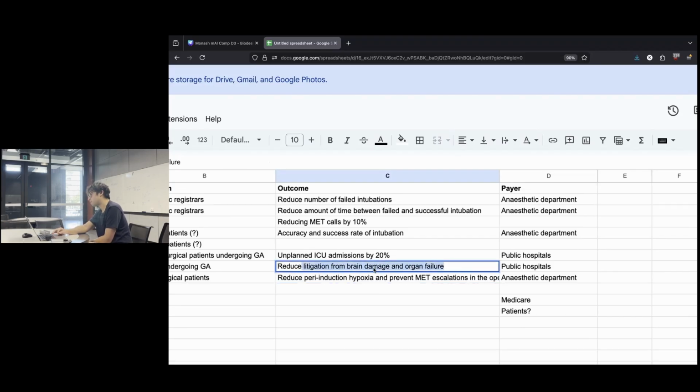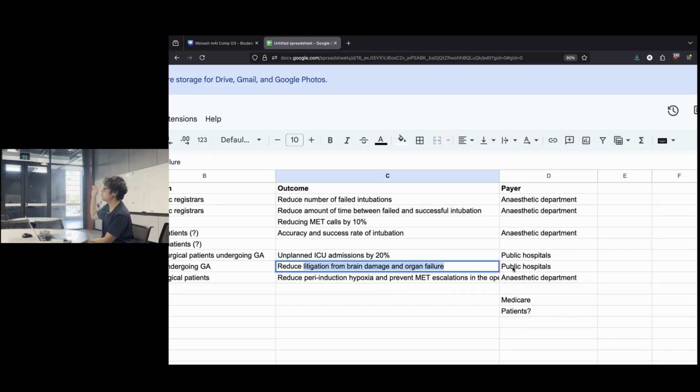This one here was kind of interesting: litigation from brain damage and organ failure. Usually in the United States, they will care a lot about this because it's a very litigious society, so lawsuits will happen. Outside of America, litigation isn't a massive consideration for hospitals. They do get sued, but it's rare, and they usually have insurance, so they don't really take the brunt of it. They're less likely to pay for something merely to reduce litigation unless it's in the Overton window.